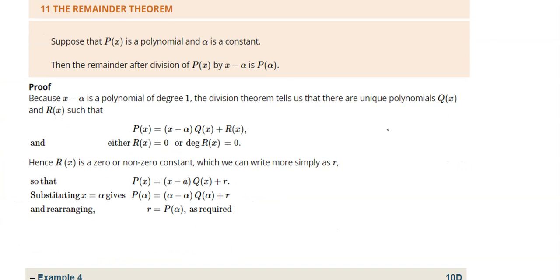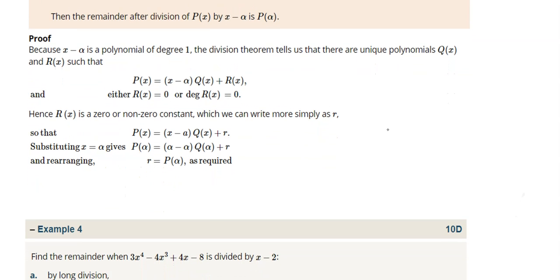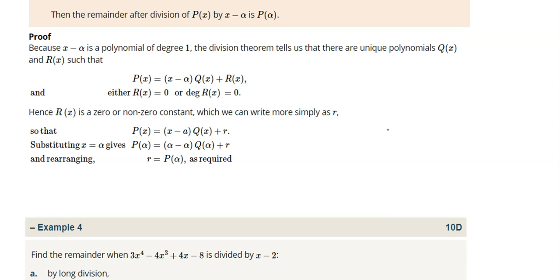Okay. They go through the proof. You don't really have to know the proof, to the best of my knowledge. But anyway, because x minus alpha is a polynomial of degree 1, the division theorem tells us that there are unique polynomials q of x and r of x, q of x being the quotient and r of x being the remainder. So p of x is x minus alpha times q of x plus r of x, and either r of x is 0 or the degree of r of x is less than 1.